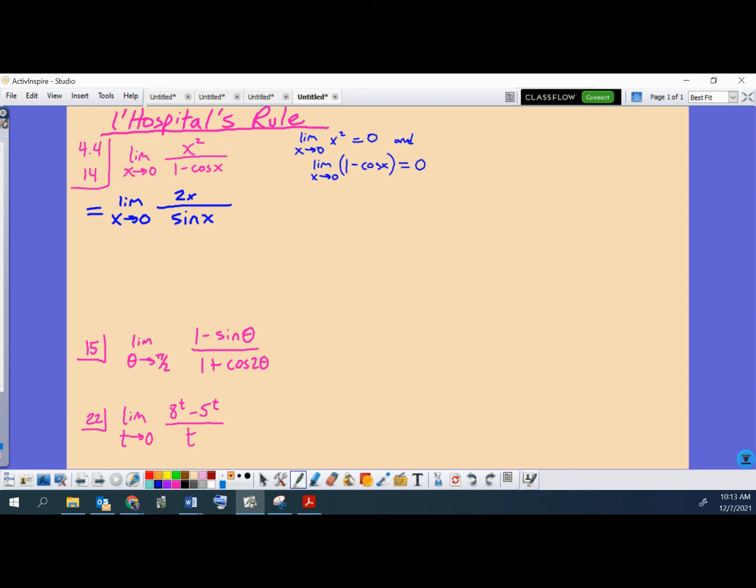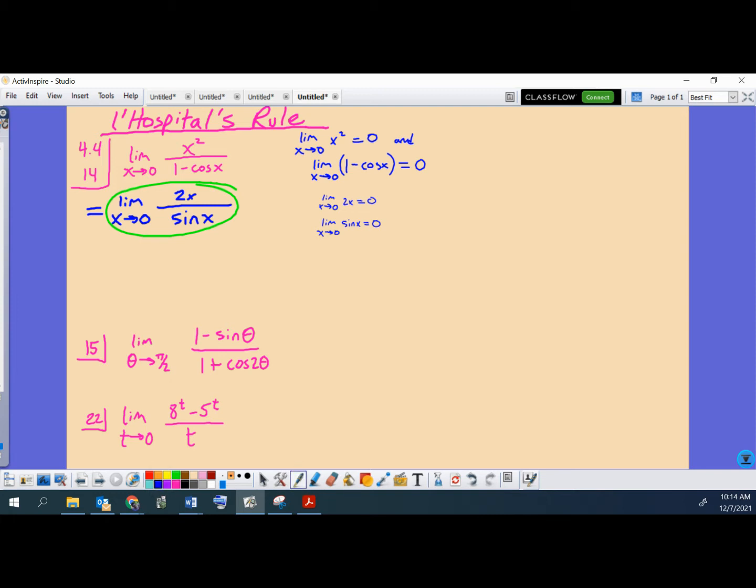We're just going to go one more step, right? The fact that we're getting 0 over 0, let me show that. The limit as x approaches 0 of 2x is 0, and the limit as x approaches 0 of sine of x is 0. The fact that we're getting 0 over 0 here means that we can use L'Hopital's rule again. It means that this limit is equal to the limit as x approaches 0 of the derivative of the numerator over the derivative of the denominator again. So we can do that, and we will.